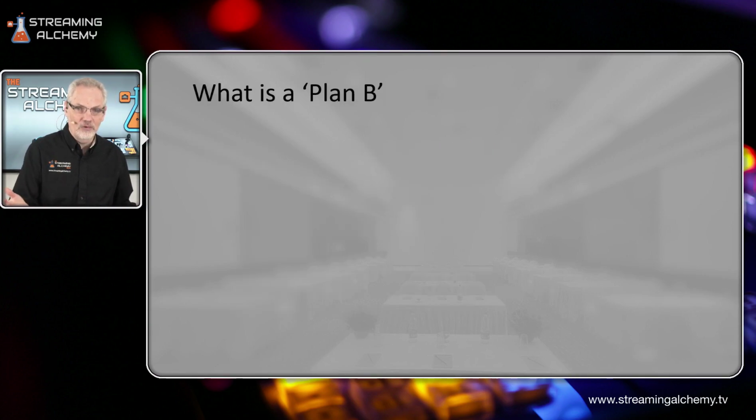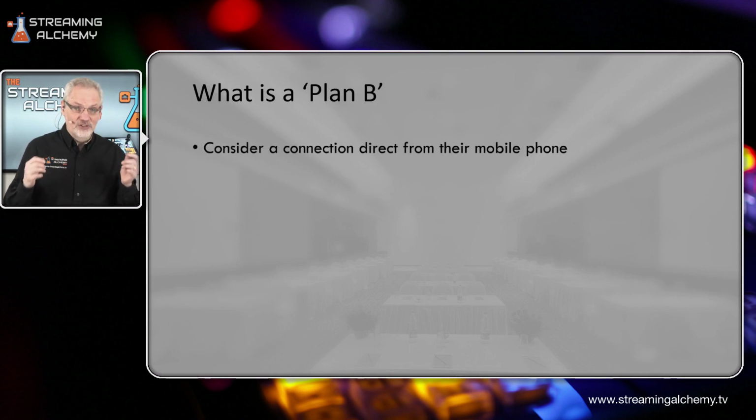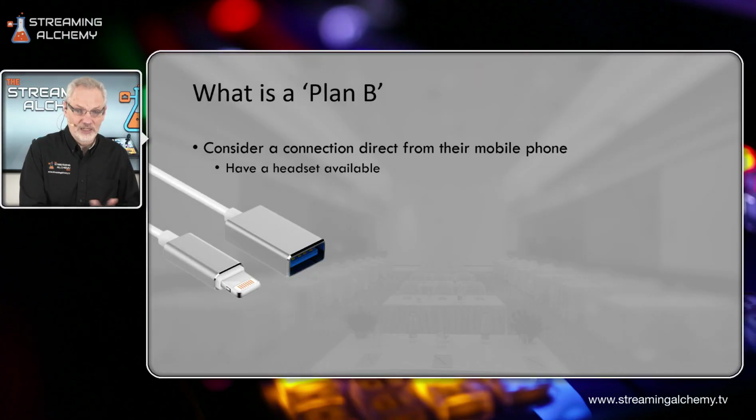So if you're thinking about what is a plan B, the first place to start is considering a direct connection from their mobile phones. Some days, people's computer will just die. They don't have any way to connect. You can have something where internet dies and they need to go onto cellular. So being able to test connecting to a guest via their mobile phone or other connected mobile device would be great. So the first thing though is they need to have a headset available.